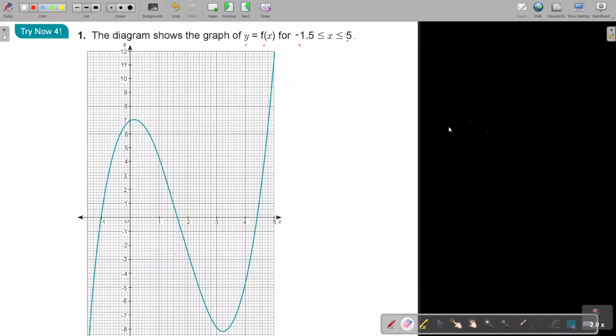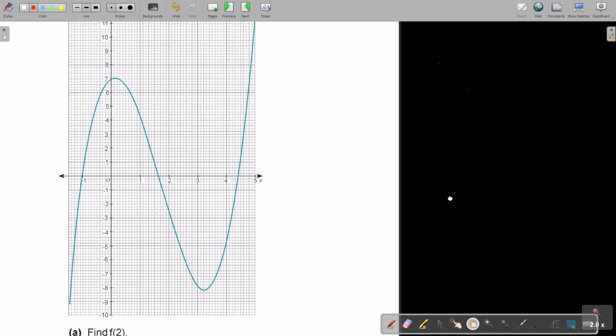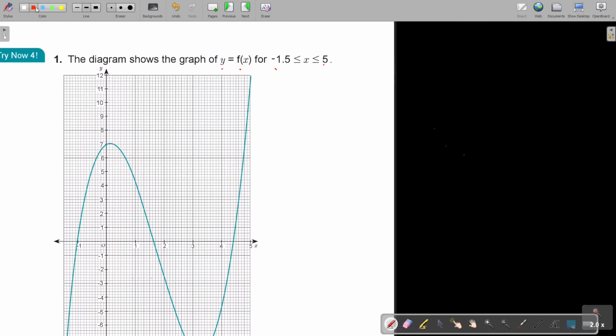Okay, let's start with number 1. Try now 4. The diagram shows the graph of y equals f(x) from negative 5 to 5. And then they give you the graph. Okay, and then they start with the questions. Find f(2). So the first question is f(2).